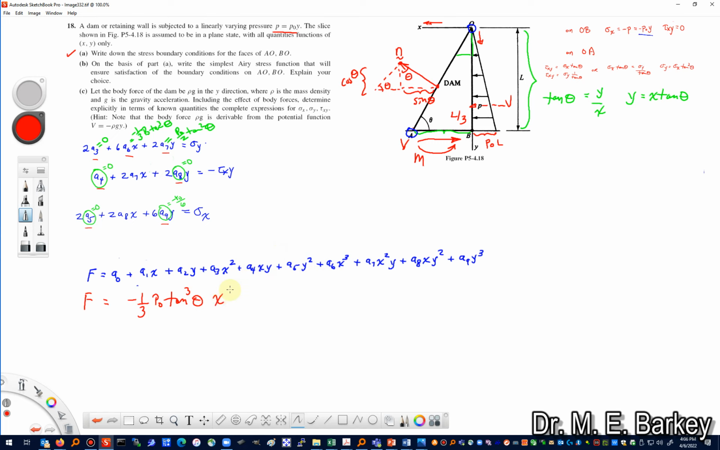Then we have an x cubed. A7 is equal to p naught over 2 tangent squared theta. Then we have an x squared y. A8 is equal to 0. And A9 would be minus p naught over 6. Then we'd have a y cubed.